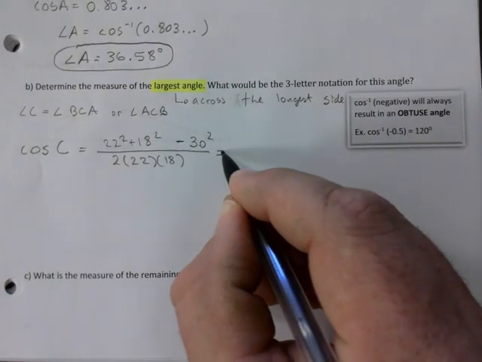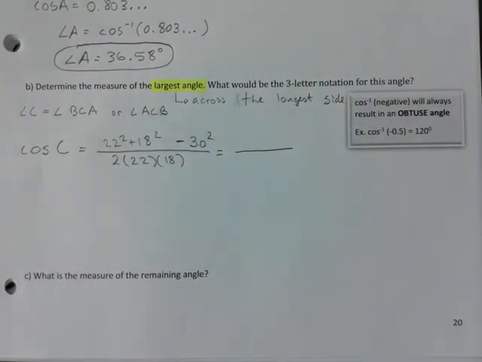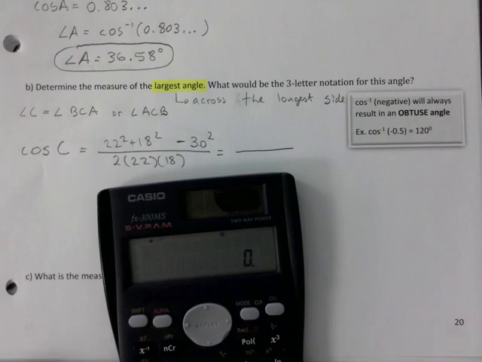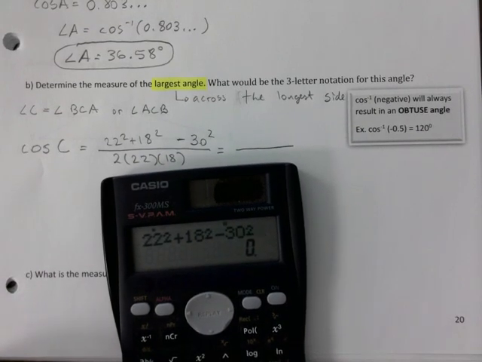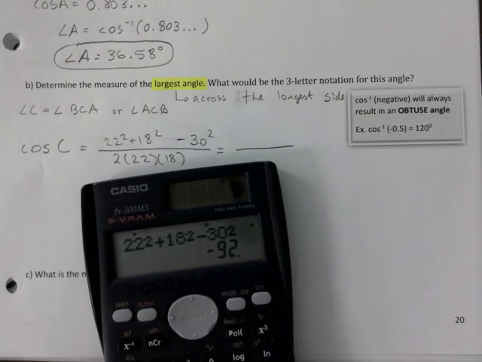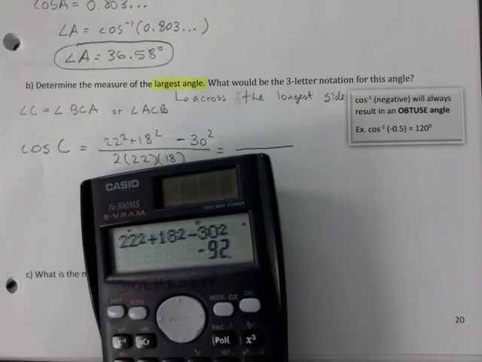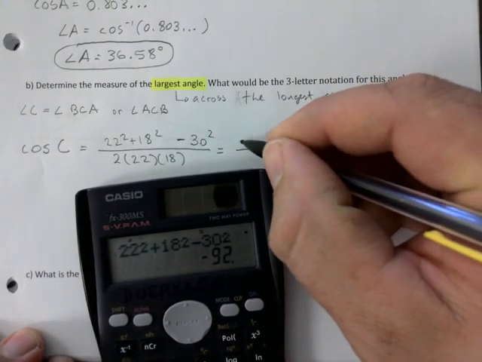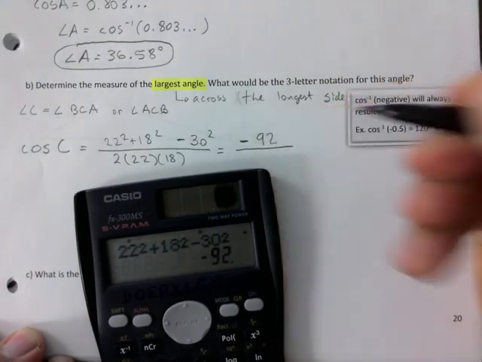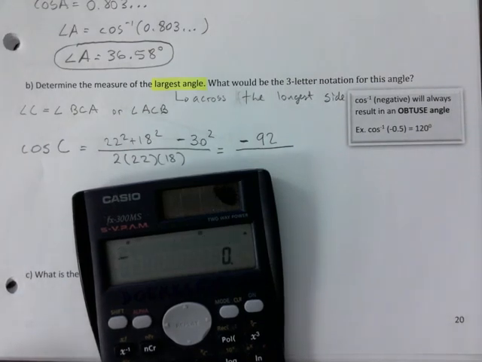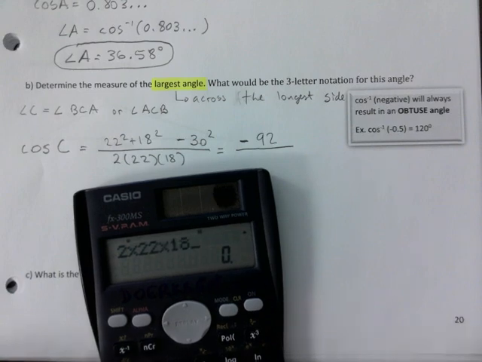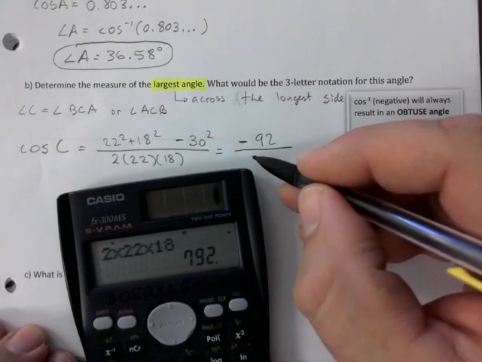Let's do the top and bottom separately. And there's going to be something different about this one. I would strongly encourage you to type this in with me and figure out what I'm doing. Because there's going to be a negative here. There's going to be that issue. You get negative 92. Not just 92, but negative 92. And let's do the denominator separately. 2 times 22 times 18, that's 792.